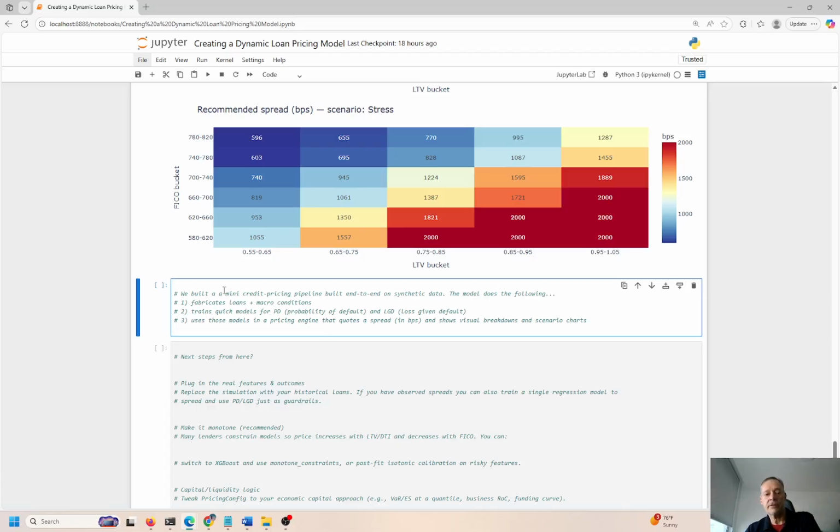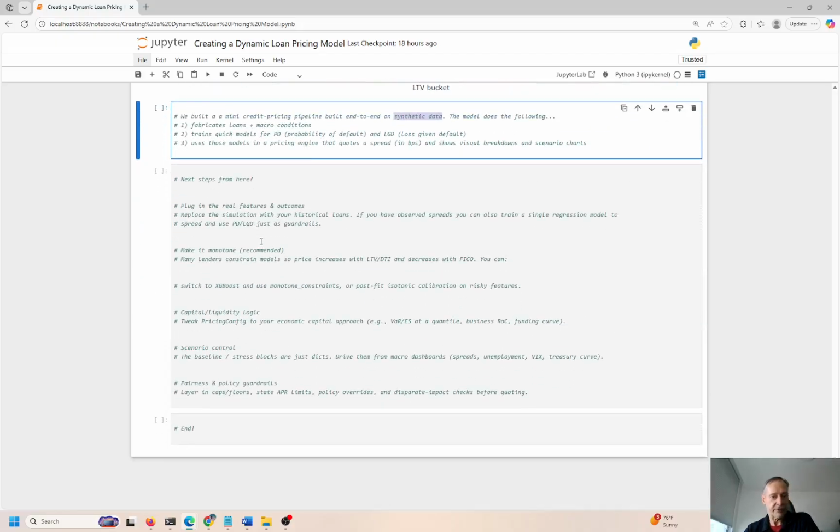So what did we achieve here? We accomplished basically the creation of a mini credit pricing pipeline built end to end using, again, synthetic data. I don't have actual data. You would load your real historical data into this model and run it. We're looking at loans, macro conditions, training the model for PD, LGD, and then using those models and pricing in the pricing engine that quotes a spread in basis points and shows visual breakdown of scenarios and charts.